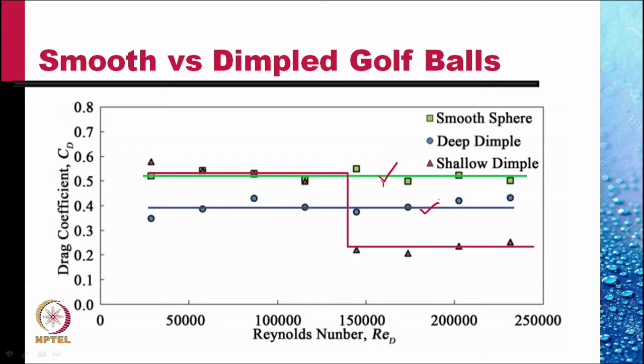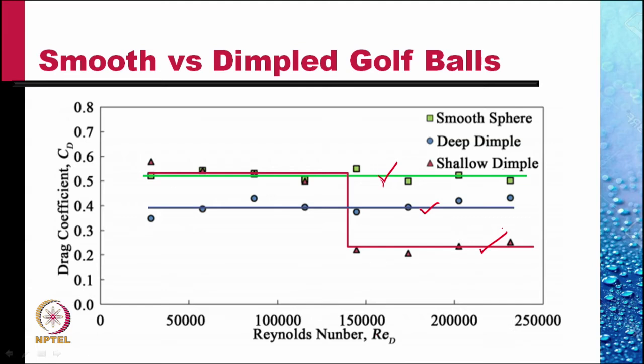But if we have shallow dimples, then the red line represents the CD curve. And here you see a transition from a higher value of about 0.5 to a low value slightly above 0.2. This must be because of transition in the boundary layer at a Reynolds number of about 150,000, 1.5 into 10 to the power 5, a factor of 3 lower than that on a smooth sphere.